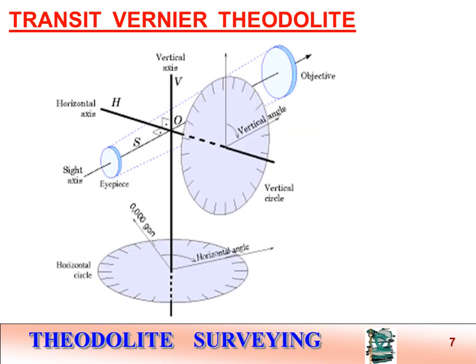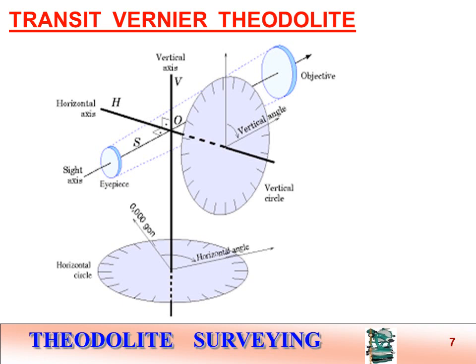This slide refers to the different fundamental axes of the theodolite. One is the vertical axis, another is the horizontal axis, and the line of sight. Whenever you are trying to observe the relationship between these fundamental lines, you will observe that the vertical axis is going to make an angle of 90 degrees to the horizontal axis. At the same time, it is going to make an angle of 90 degrees to the line of sight or sight axis.